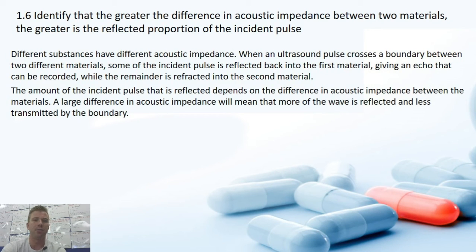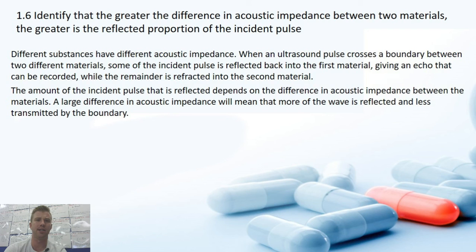So the amount of the incident pulse that is reflected depends on the difference in acoustic impedance between the materials. And a large difference in acoustic impedance will mean that more of the wave is reflected and less is transmitted by the boundary, which gives us a value close to 1, which gives us a clear boundary, and that's the values we want. We want a value of around about 1, so we can give clear boundaries to each organ or each material that we're testing. Anything that is obscure can give us a detailed recording of what we're trying to determine or diagnose.